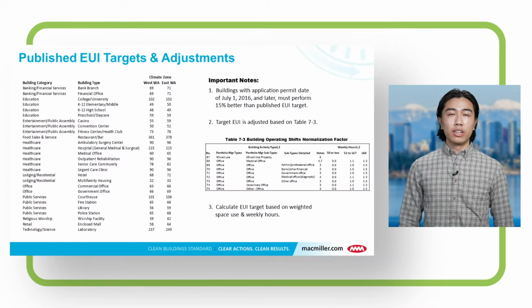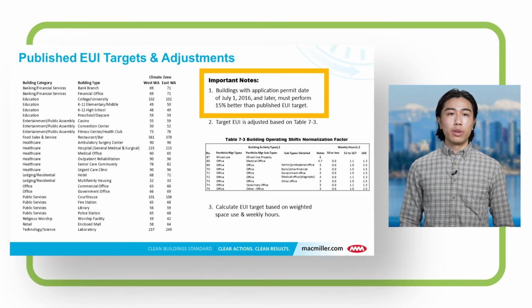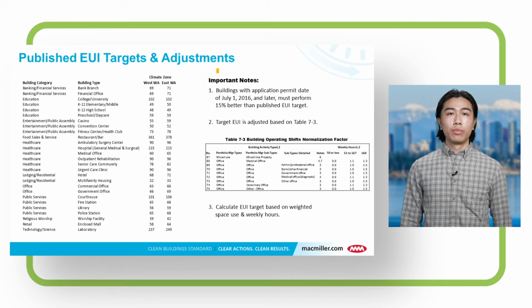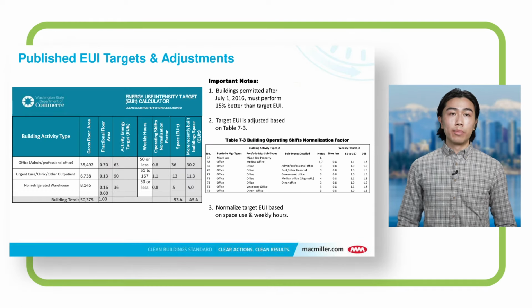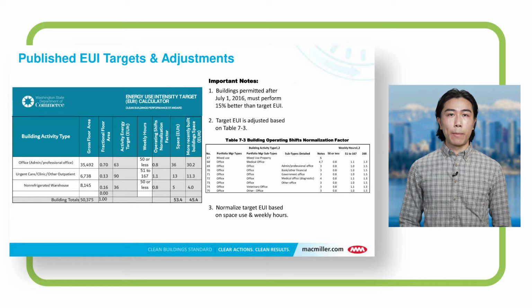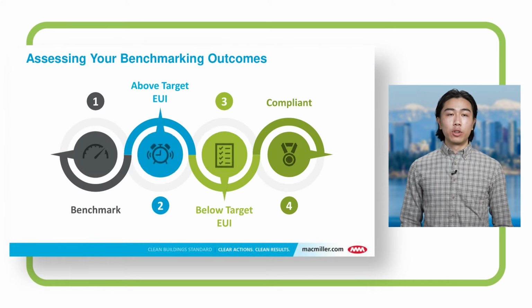We'll now look into calculating your building's EUI target. Published EUI targets and adjustments have been set forth by a calculator provided by Commerce. It's important to note that buildings permitted after July 1st, 2016 are expected to be 15% more energy efficient than buildings permitted prior to. Your weekly hours is also an important consideration for each space type in your building. Your weekly hours will influence the operating shift normalization factor, which will either increase or decrease your energy use intensity target.